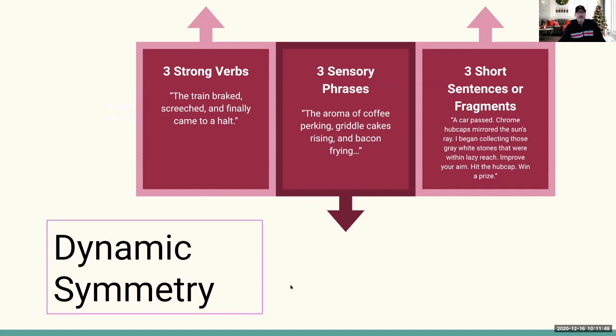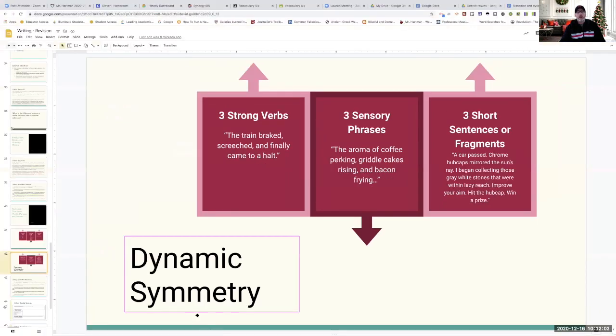It's a concept known as dynamic symmetry, and it is a transitional device or a series of transitional devices that you can use in your writing. It's next level stuff, I'm not going to lie, but once you get your head around even just using one of these 3 in your writing, it's going to make a huge difference.